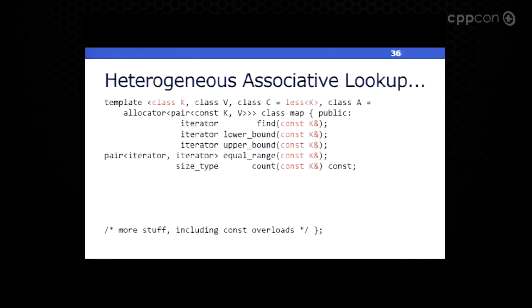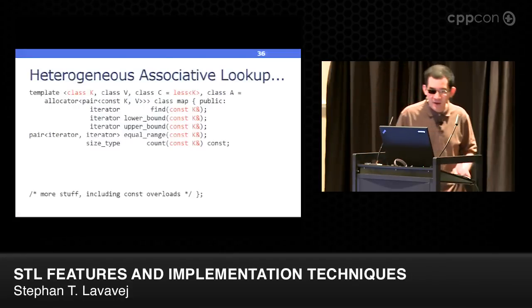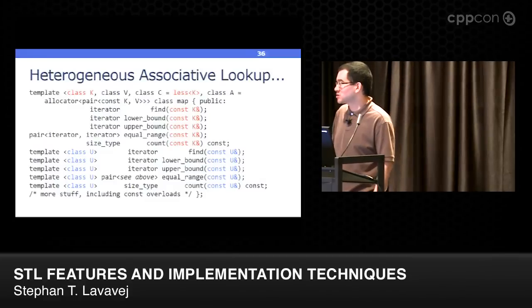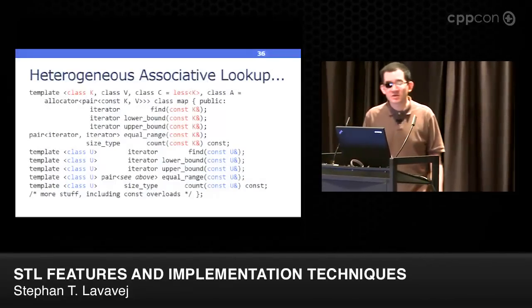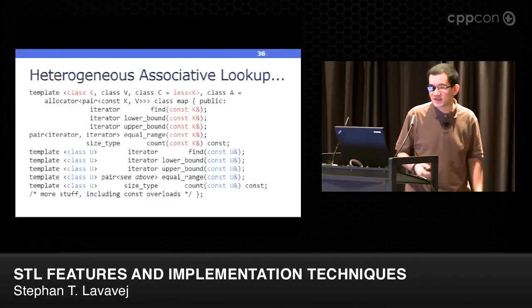C++14 has solved this. So here's the skeleton declaration of std::map. It's templated on K, and it's got a comparator less K, and all of its lookup algorithms take const K ref, and they have const overloads. In C++14, they've gained templated overloads. So now it's templated on some arbitrary U thing, and these algorithms now take const U ref, and they will compare this U, which could be a totally different type, to the actual key type in the container. And this stuff exists on map, multimap, set, multiset.